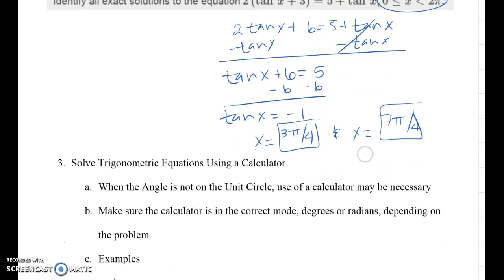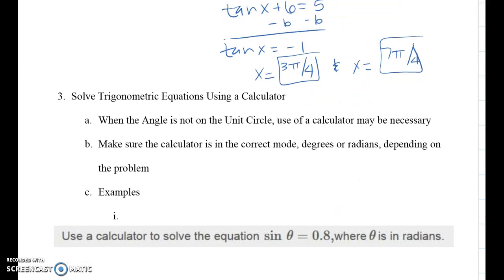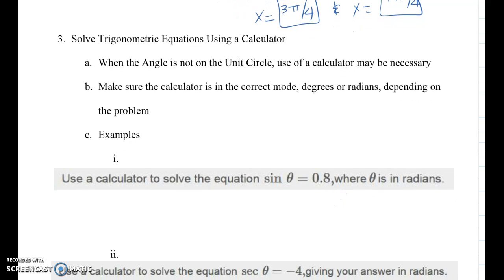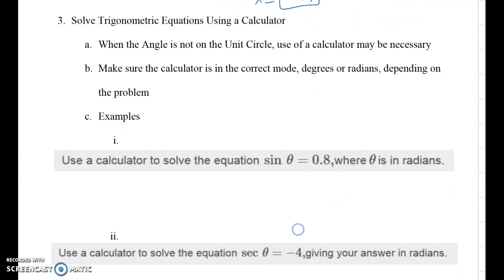Now, all of these have been done with your unit circle, and maybe you can't do all of them with your unit circle. Maybe you can't figure out the tangent of the angle because it's a value that's not on there, and that's what's going to lead us into part 3 here.